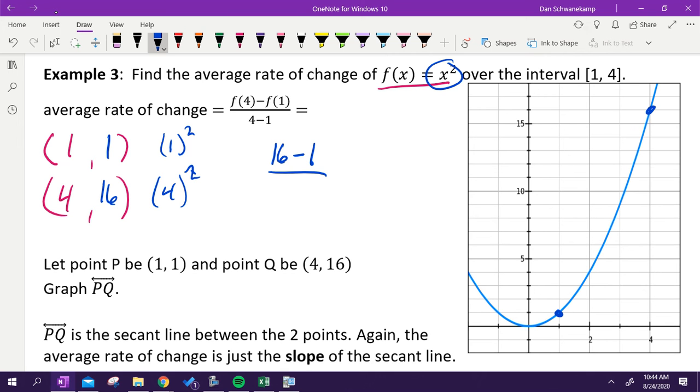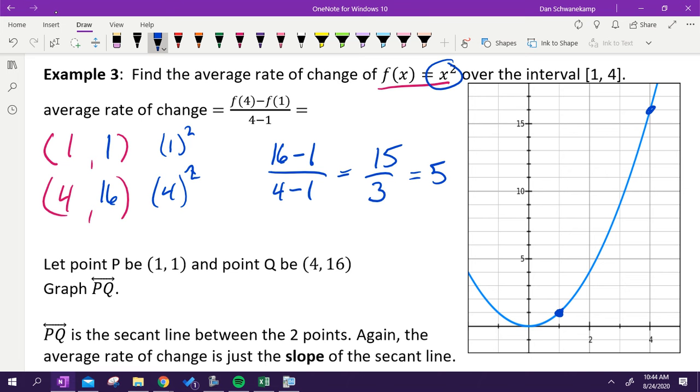Wonderful. Yep, y sub 2 minus y sub 1 over x sub 2 minus x sub 1. 16 minus 1 is 15. 4 minus 1 is 3. 15 divided by 3 is 5. That is the average rate of change. What we just found was the slope of the secant line.